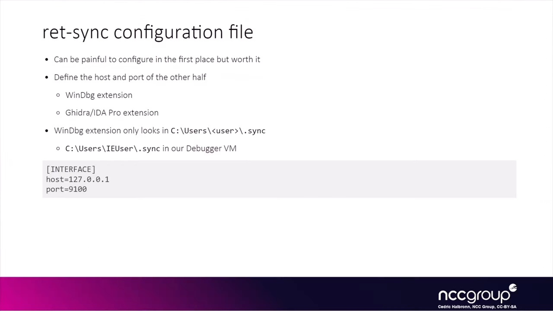So one thing that is really annoying at first with RetSync is the way the configuration files work. It can be quite painful at first, but it's actually worth doing it once because then it's very powerful. The idea is you have to define the host and the ports of the other half. So for WinDbg, you have to tell it where Ghidra or IDA can be reached. And for Ghidra or IDA, you have to tell them where to reach the debugger, in this case, WinDbg. For the WinDbg extension, it only looks for the actual configuration file in the user directory. We can see it defined the host and ports to connect to.